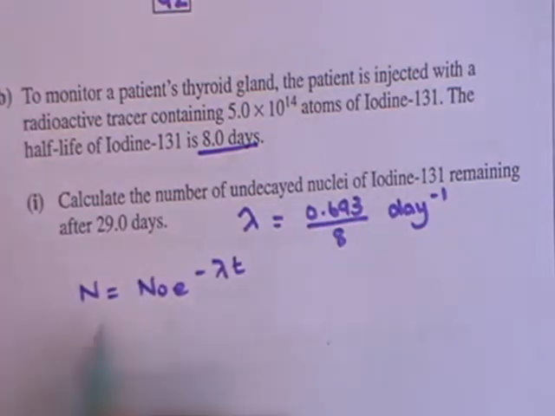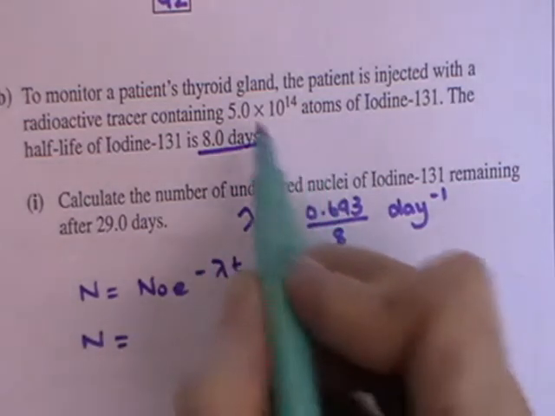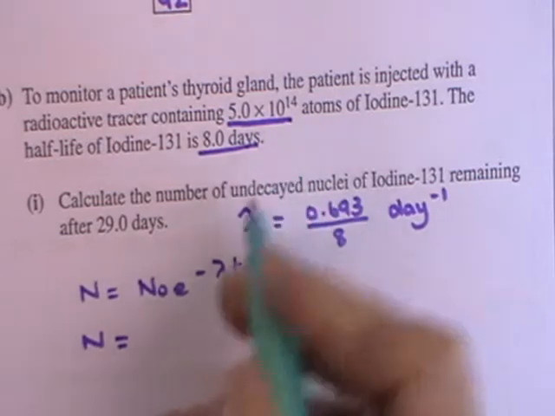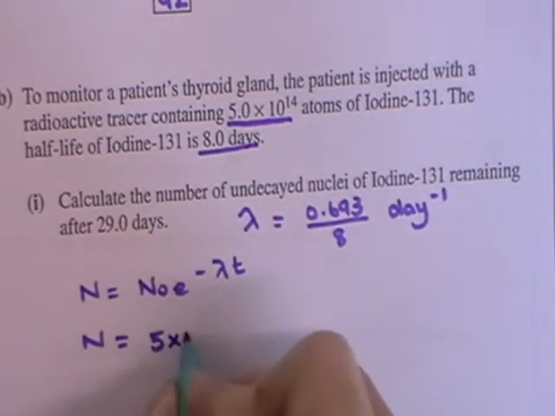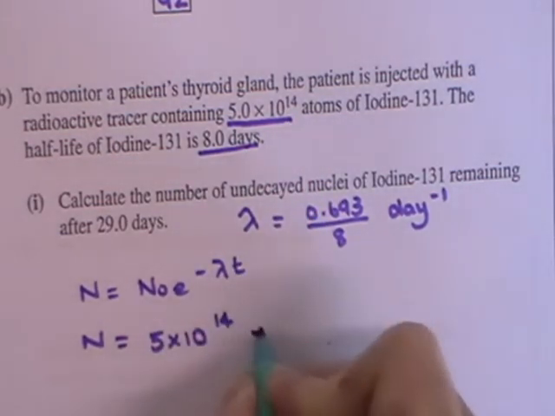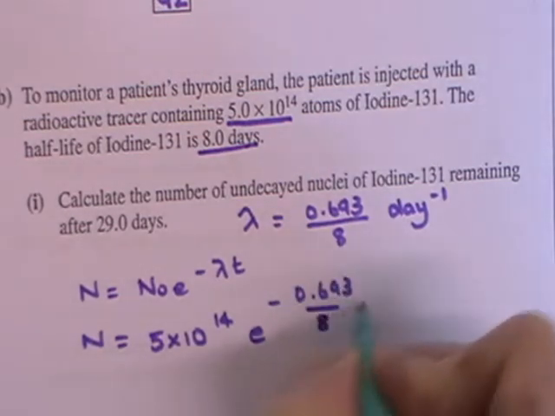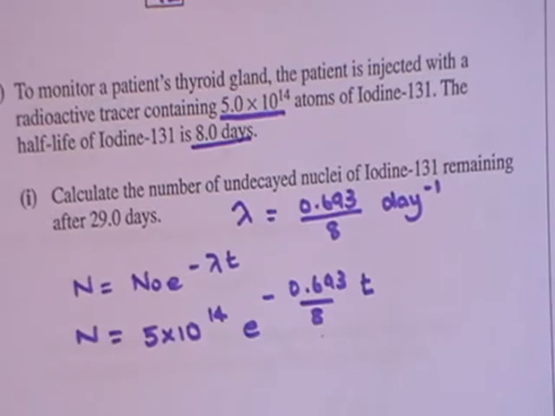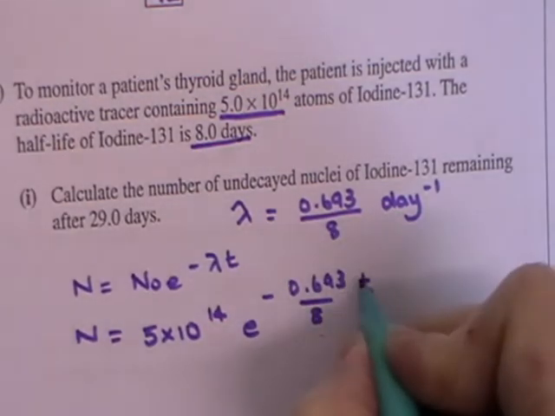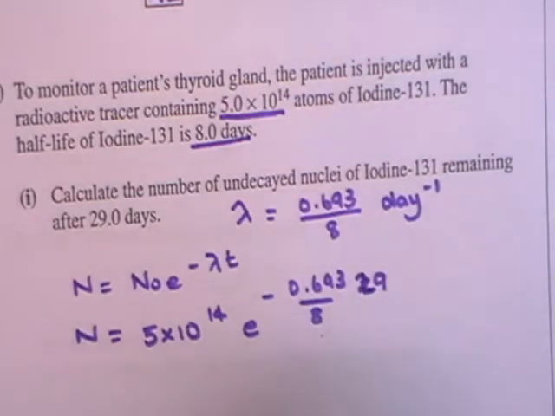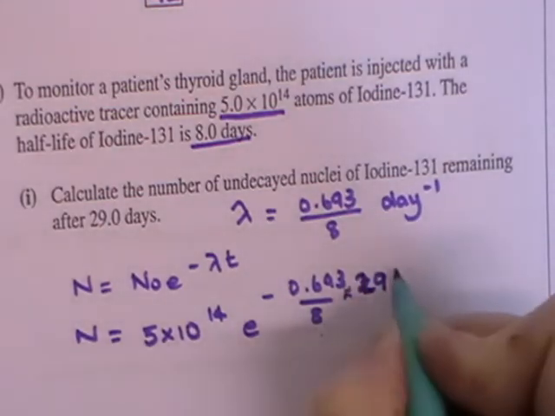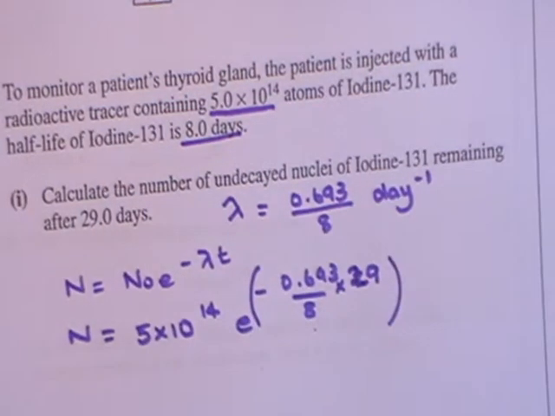The time is 29 days. So we're calculating the number of undecayed nuclei, so we want N. We know that the radioactive tracer started out with 5 by 10 to the 14, that's our N naught. And it's e to the minus 0.693 over 8 times t. And t is 29 days, of course. That's times 29. And that's all in a bracket.